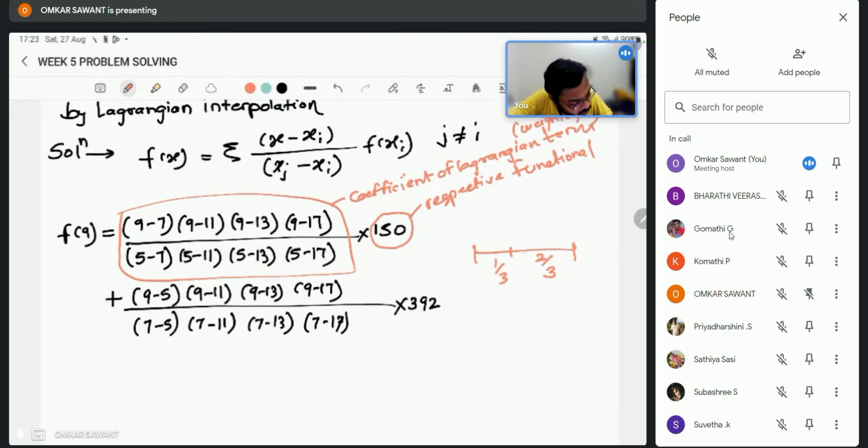If we are supposed to calculate the value at a point, say at 3 by 4, we will give the weightage with respect to these points. If a point is near, there will be more weightage. If it is away, then the weightage will be less. So it will be ensured by this coefficient. Is it clear whatever I am saying? Are you getting the idea of this coefficient?